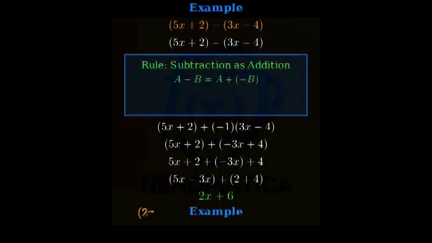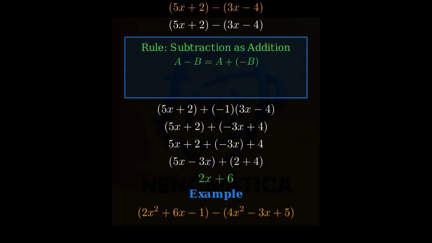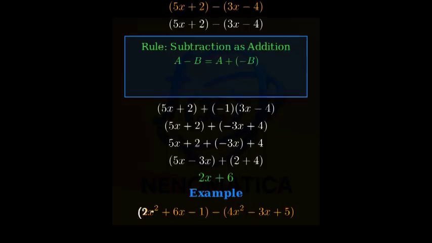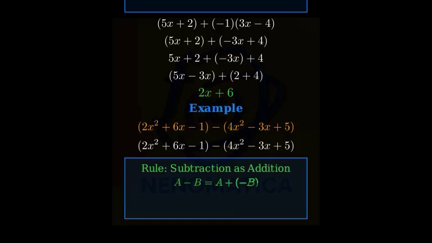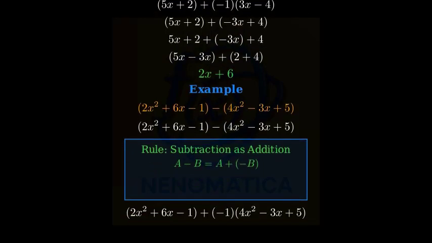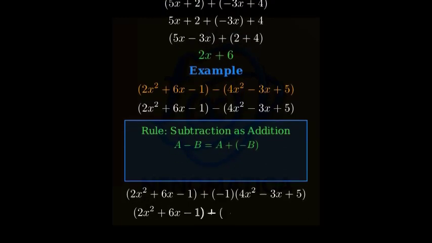We want to subtract the polynomial 4x squared minus 3x plus 5 from the polynomial 2x squared plus 6x minus 1. First, we write our expression, 2x squared plus 6x minus 1 minus open parenthesis 4x squared minus 3x plus 5 close parenthesis. Using our rule a minus b equals a plus negative b, we rewrite this as 2x squared plus 6x minus 1 plus open parenthesis negative 4x squared plus 3x minus 5 close parenthesis. Notice that we changed the sign of each term in the second polynomial.